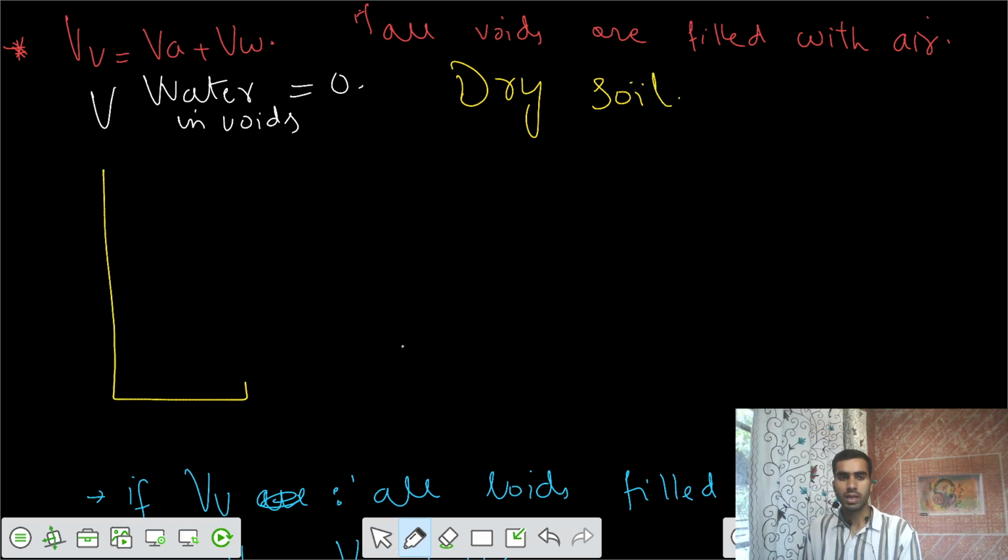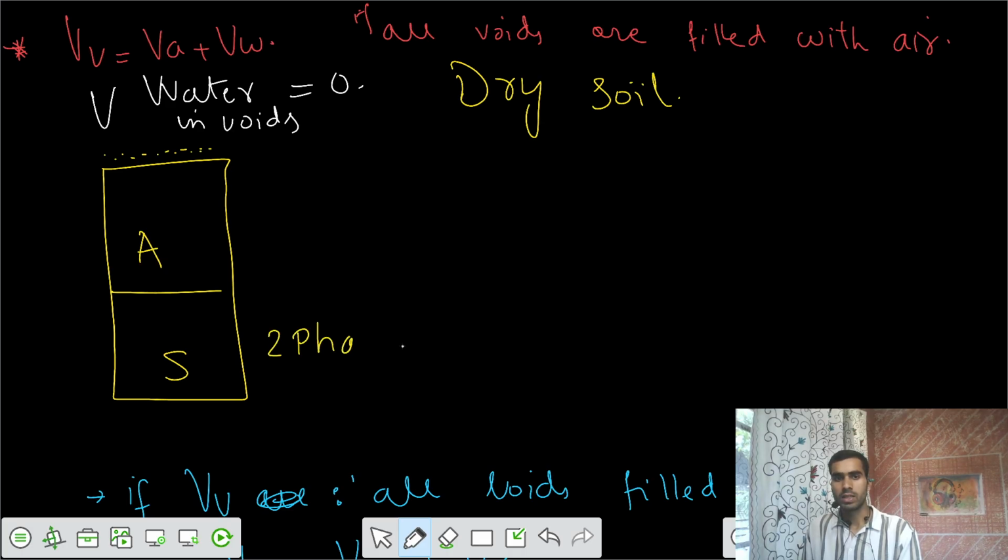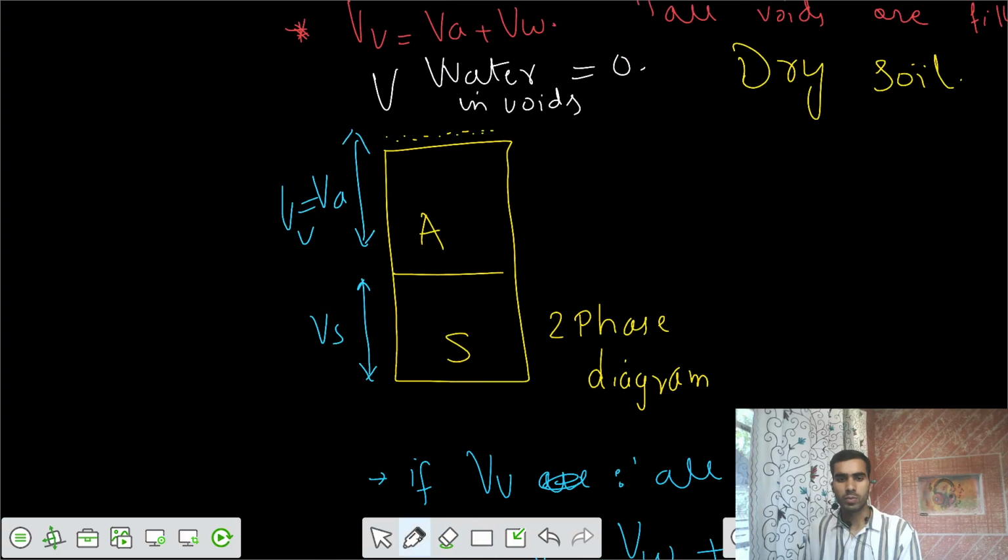To represent it in terms of a phase diagram, we have some solids and some air, and there is no water. That means there is no volume for water. That's why this is also a two-phase diagram. This is your volume of solids, and this is the volume of air. Volume of air equals volume of voids. In terms of total, this is your total volume V, so V is volume of air plus volume of solids in this case.